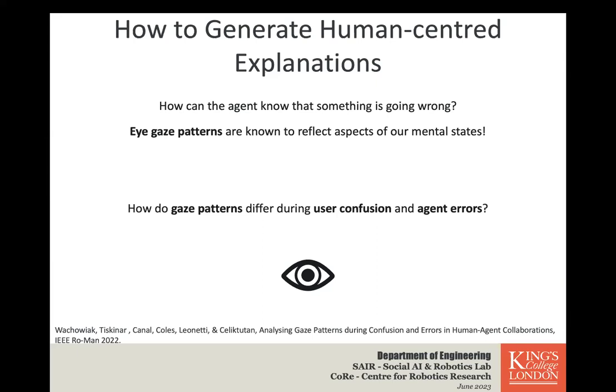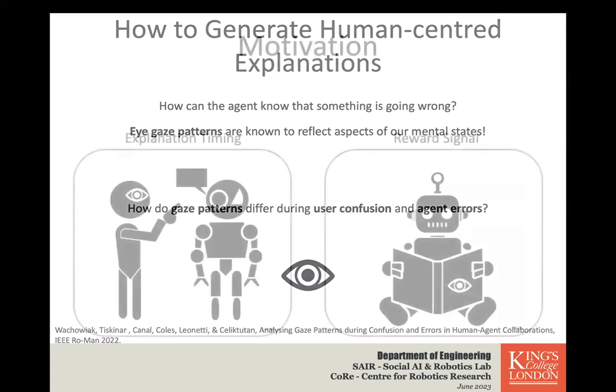In this scenario, we are especially interested in, imagine a game, the Overcooked game, which I'm going to show in the next slide. By looking at only gaze patterns, can we understand whether the person is confused or the agent did something wrong, so that we can use this information to explain the behaviors of the agent?